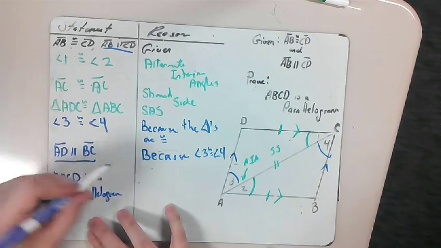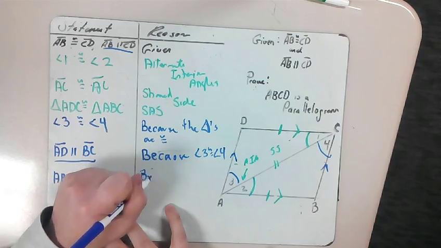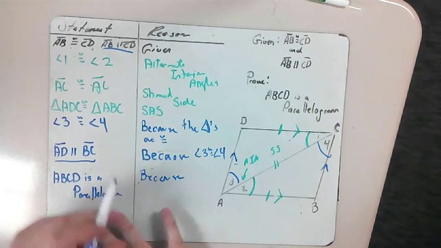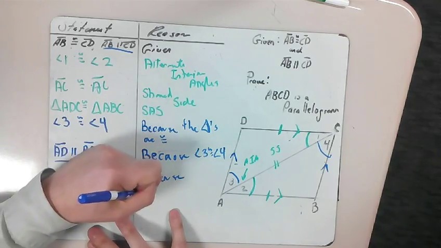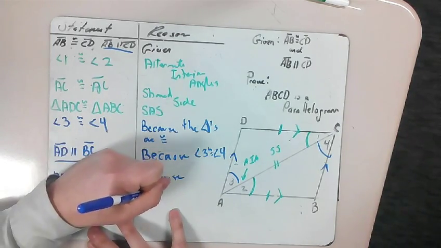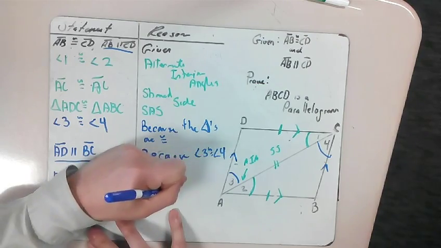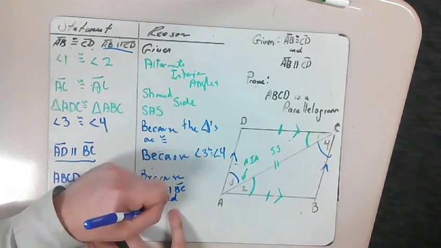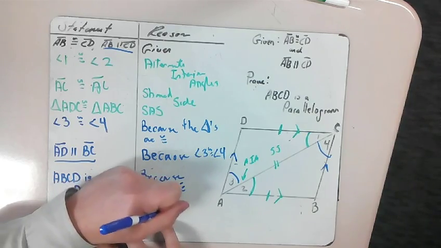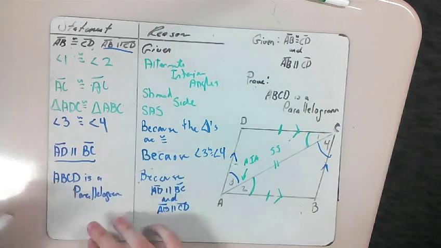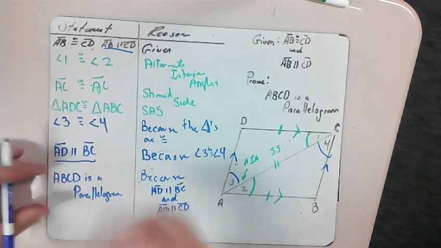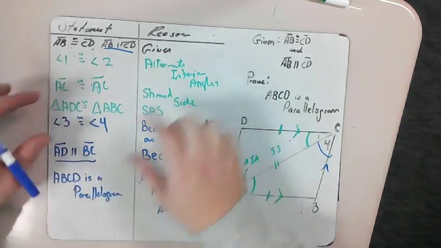So now I can finish my statement by saying that ABCD is a parallelogram, and that's because AD is parallel to BC and AB is parallel to CD. Now that I have opposite sides being parallel, I could say that. So it's just thinking backwards.